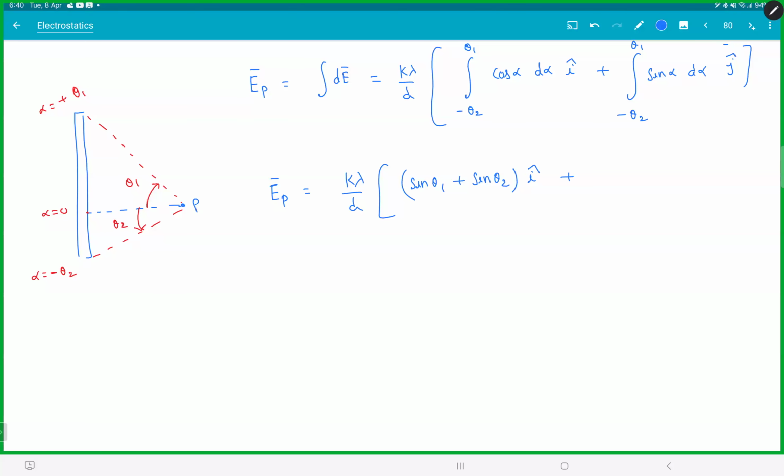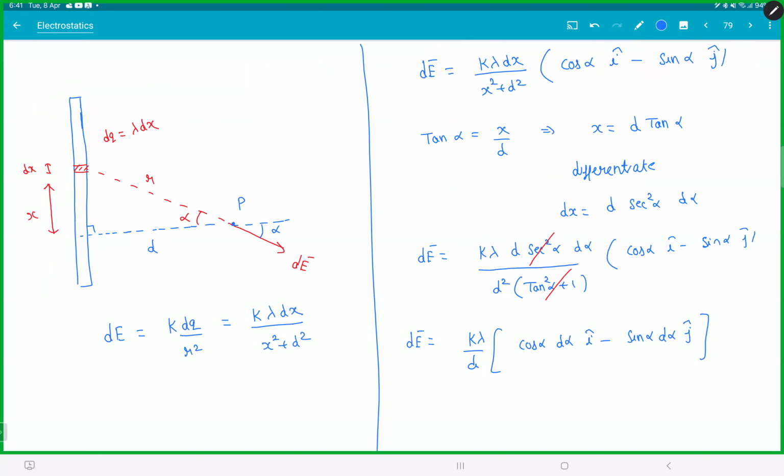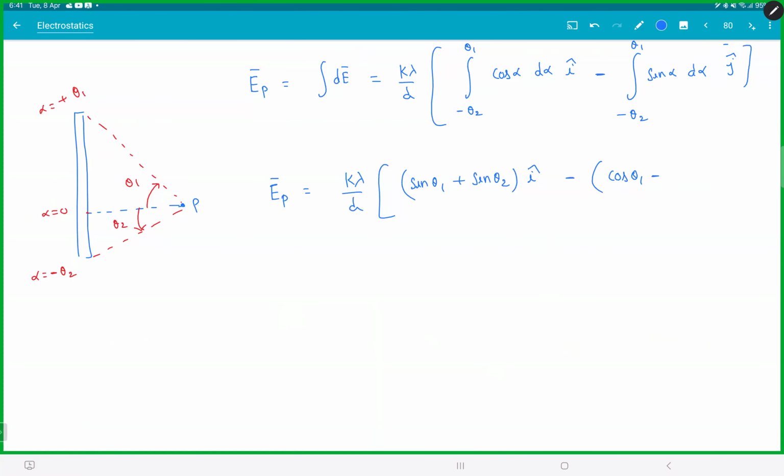The integral of sine alpha is minus cos alpha. Then you put the limits there. You'll get cos theta 1 minus... what is the integral of sine alpha? Minus. Wait, I made a mistake here. Yes, minus here. So minus of minus becomes plus, and this will be cos theta 1. Cos of minus theta 2 is cos theta 2, j cap. There. This is your final result.